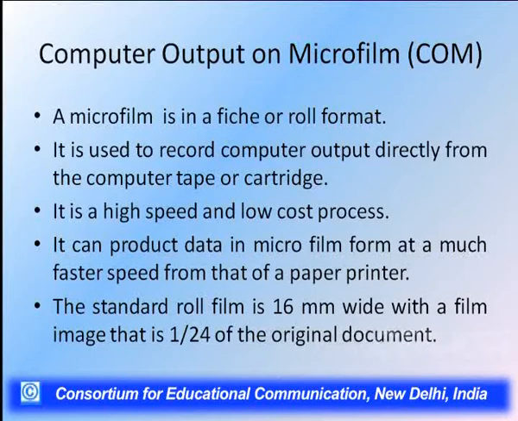The next type of output that we are going to talk about is the computer output on microfilm. A microfilm is in a fiche or a roll format. It is used to record computer output directly from the computer tape or cartridge. It is a high speed and low cost process. It can produce data in microfilm form at a much faster speed than a paper printer. The standard roll film is 16 mm wide with a film image that is 1/24th of the original document.